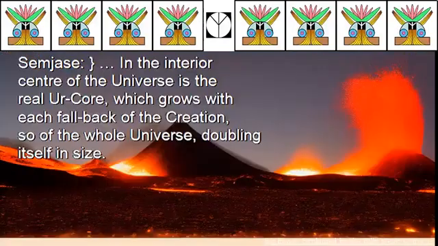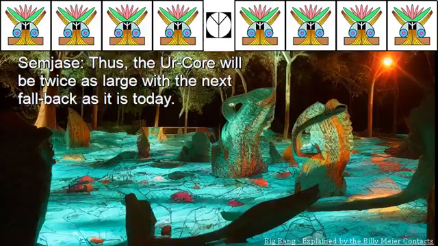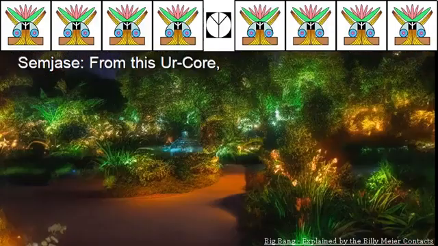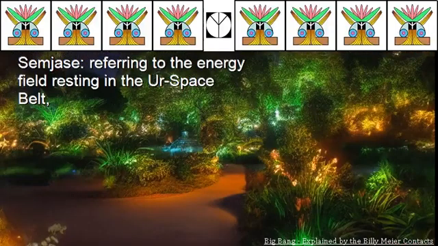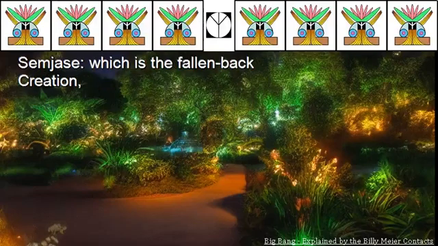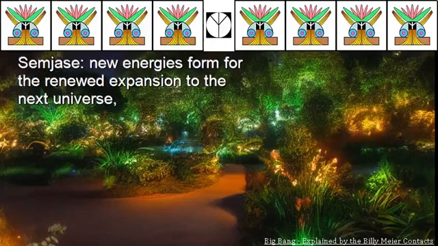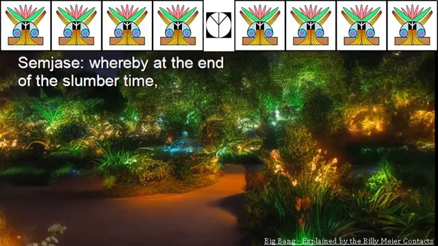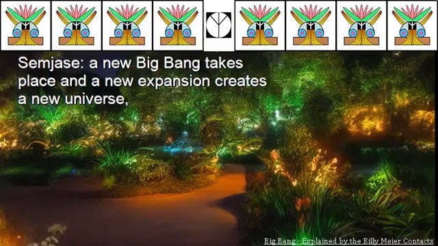In the interior center of the universe is the real core, which grows with each fallback of the creation. So of the whole universe, doubling itself in size. Thus, the core will be twice as large with the next fallback as it is today. From this core, referring to the energy field resting in the space belt, which is the fallen back creation, new energies form for the renewed expansion to the next universe, whereby at the end of the slumber time, a new Big Bang takes place and a new expansion creates a new universe.